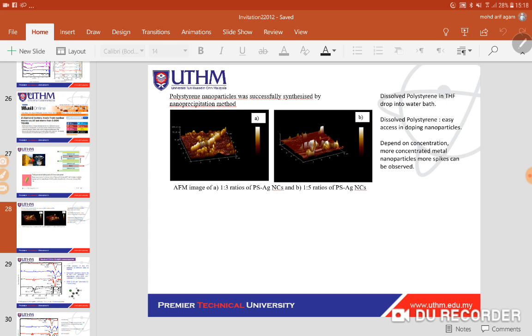And we can dope this polystyrene with silver nanoparticles, and of course when there is a higher concentration of silver nanoparticles, you can see a lot of spikes, whilst when you have less, you will see a much smoother surface because of the polystyrene.